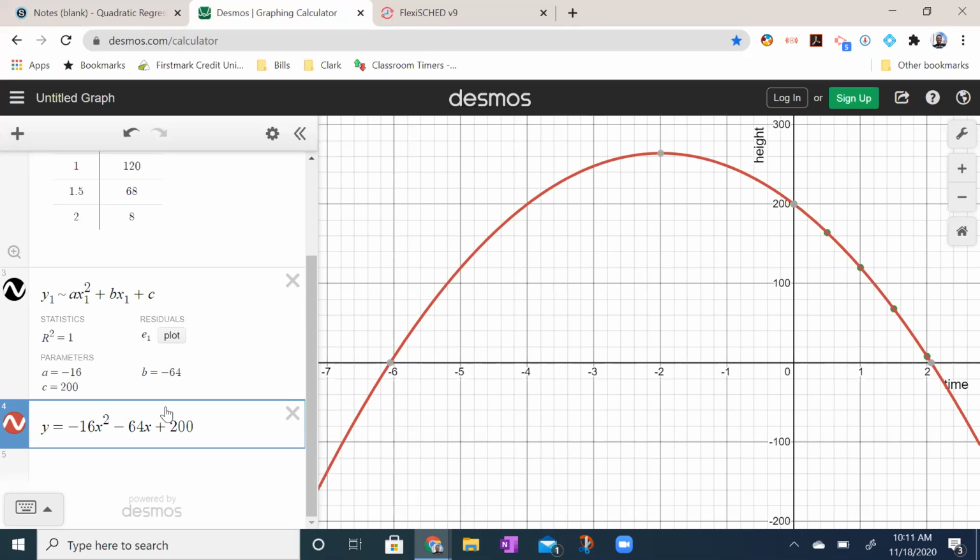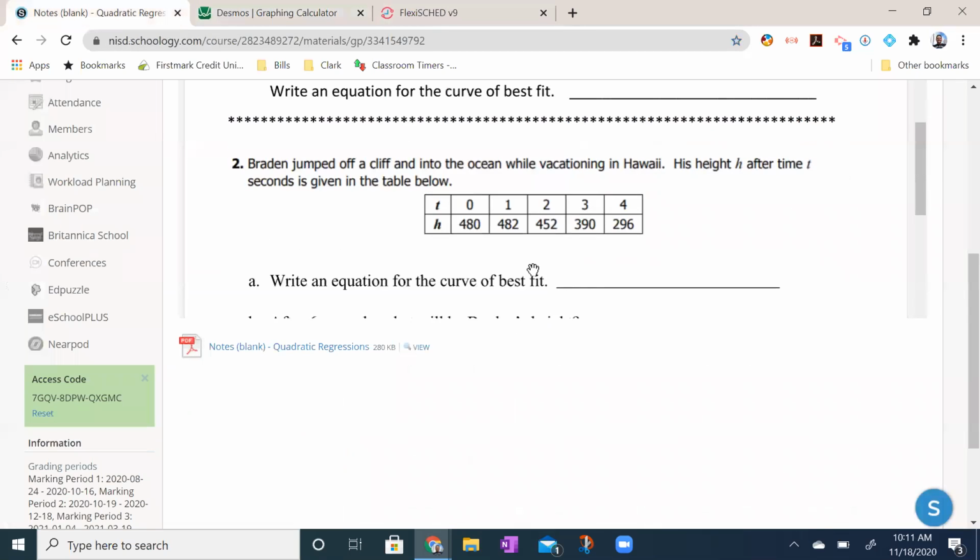All right, so we see example 2 says Braden jumped off a cliff. Let's go over here. All right, Braden jumped off a cliff and into the ocean while vacationing in Hawaii. His height h after time t in seconds is given in the table below. All right, so here's our time. Again, we use this for x, and then we have a height, and we use that for y.